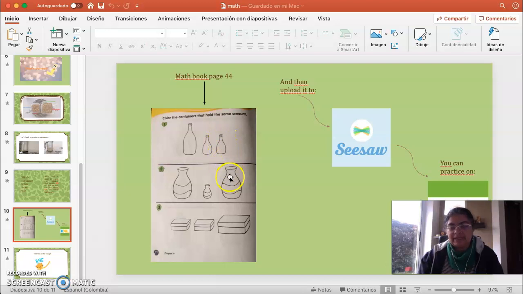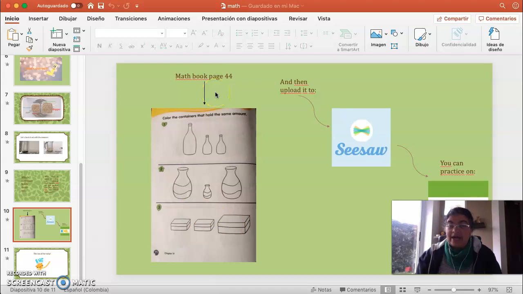Now, with the second example, you are going to do the same. Which of these 3 can hold the same quantity or the same amount of liquid or content? And which of these 3 containers can hold the same quantity?